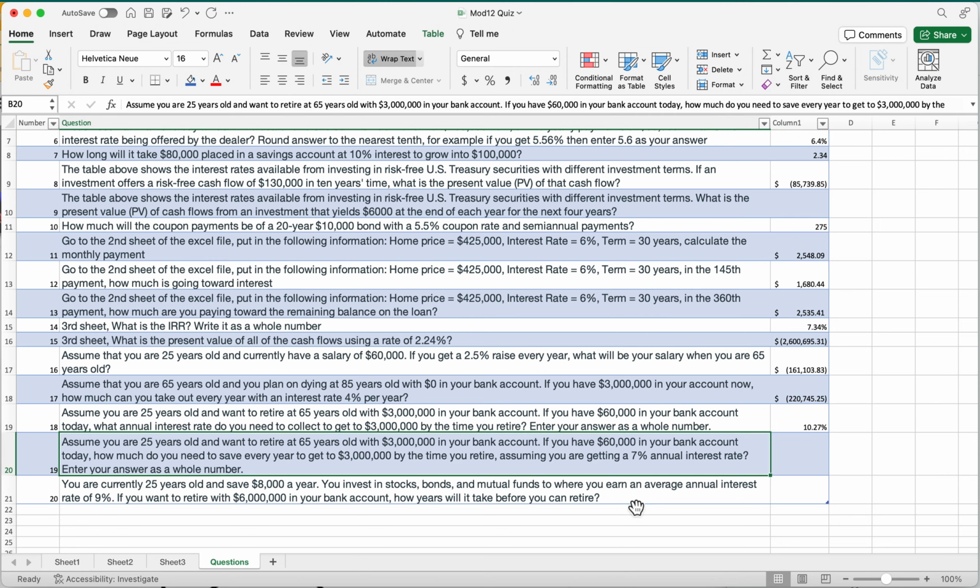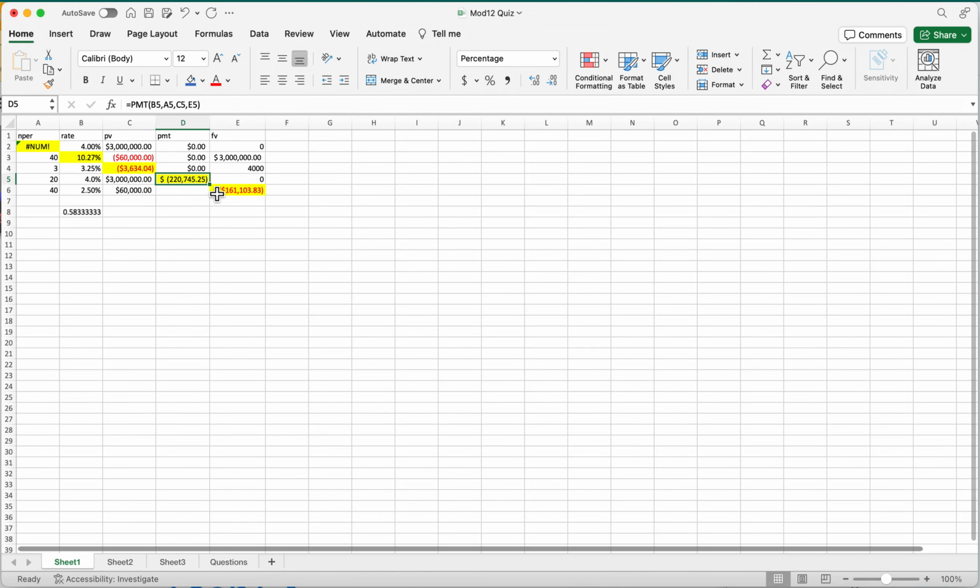Assuming you're 25 years old and want to retire at 65 years old with $3 million in your bank account, if you have $60,000 in your bank account, how much do you need to save every year to get to $3 million by the time you retire, assuming you earn 7% interest? So on this one, we want to calculate the payment. For this one, we'll use this formula here.